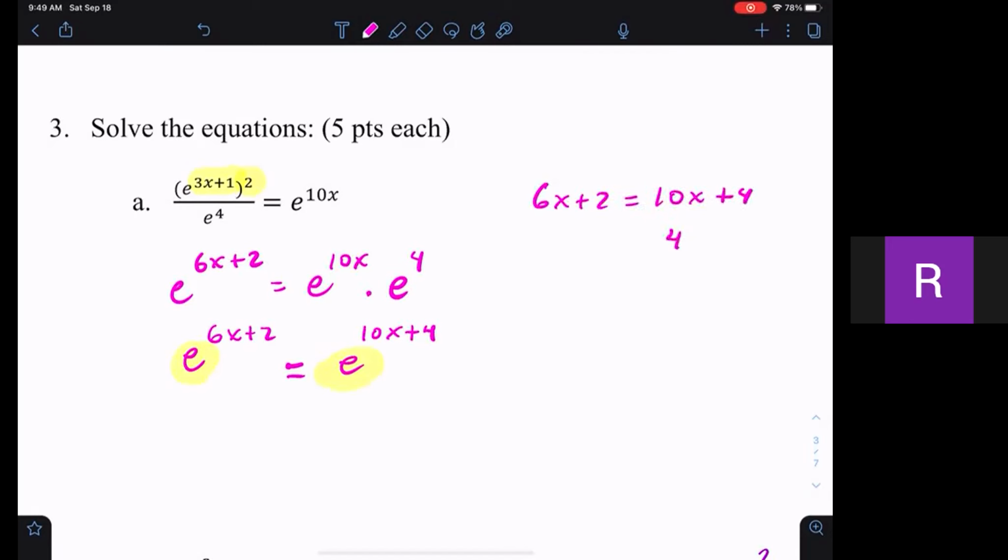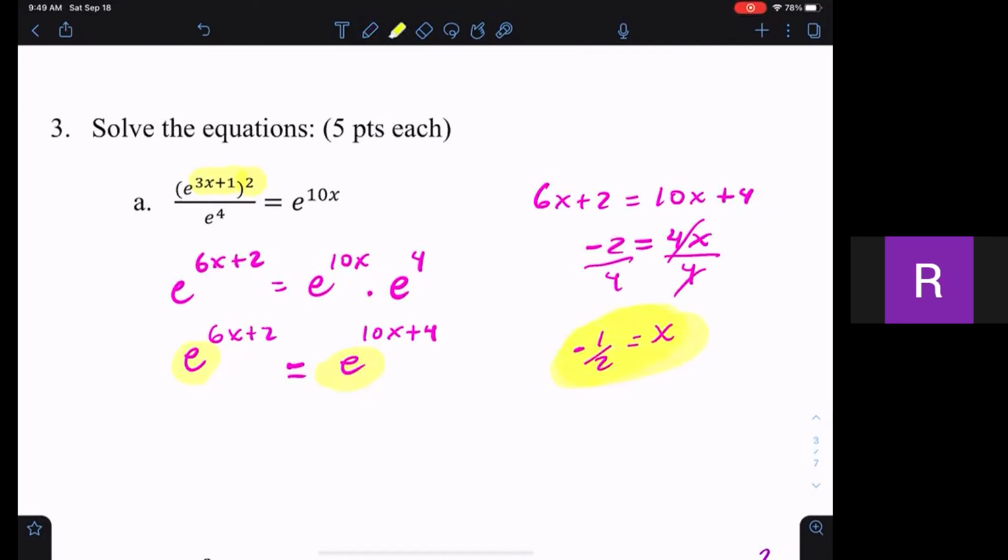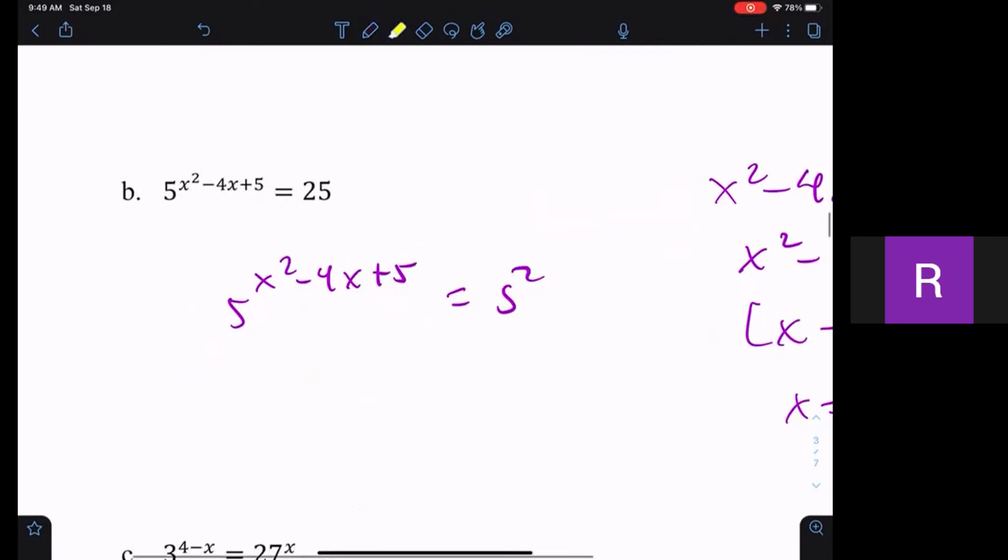So you have 6x + 2 = 10x + 4. That's going to be 4x. You can do this algebra, I'm assuming, right? So 4x equals negative 2, divided by 4, so x = -1/2. Okay, that's the answer for this problem. Next.